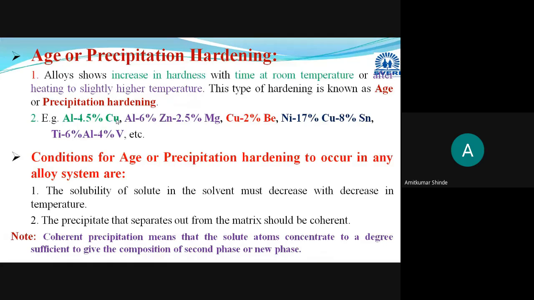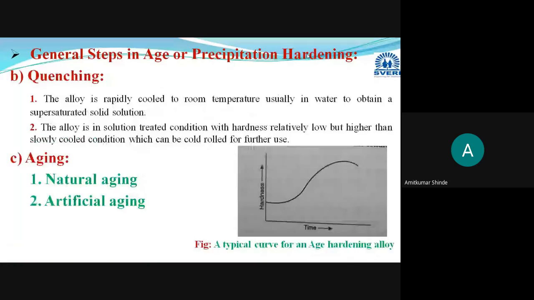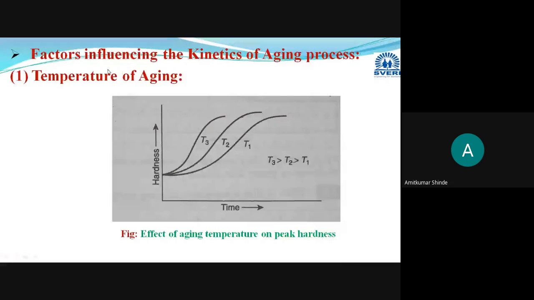Or a write-a-short-note question may be there for 7 marks. At that time you have to explain all the parts. First start with the definition, that is, the actual meaning of age hardening. Then the conditions for occurrence of age hardening or precipitation hardening; two conditions you have to explain. After that, explain the general steps in age hardening, and after that, the factors affecting the kinetics of this aging process. That will be your detailed or brief answer for this.